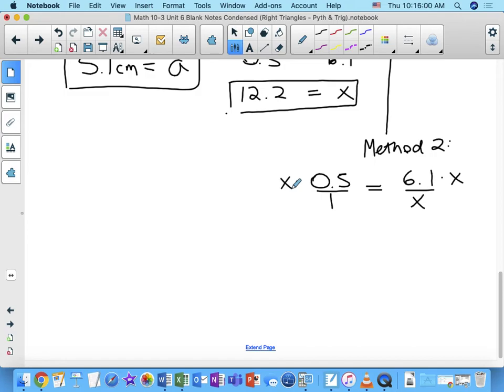Okay? And then these cancel. So x divided by x is just 1. So what we end up with here is x times 0.5 divided by 1 is just 0.5x. And that's equal to 6.1. And now what we're doing to x is actually multiplying it by 0.5. So to undo that, we would divide it by 0.5. And we have to do that on both sides. And these cancel, and you get the same answer.